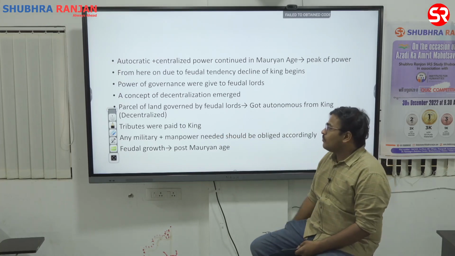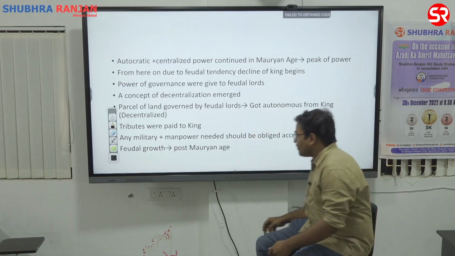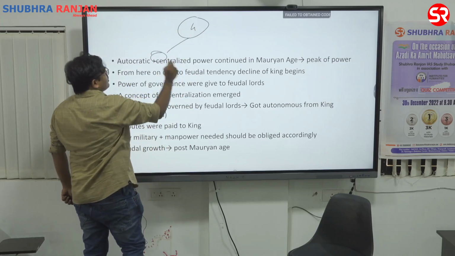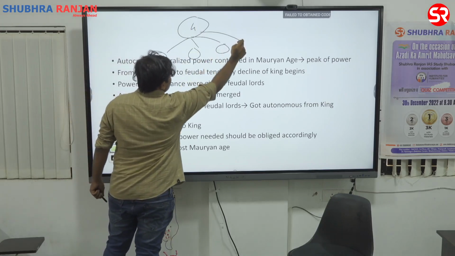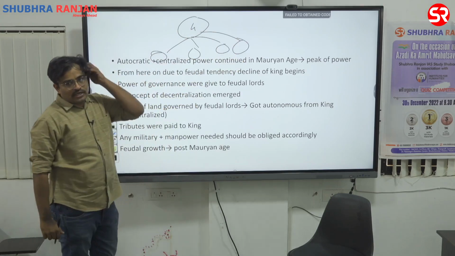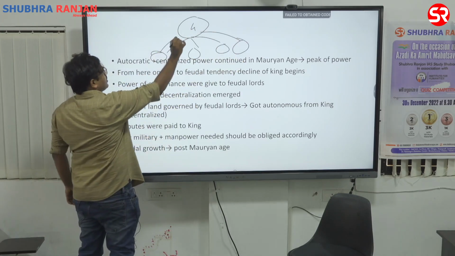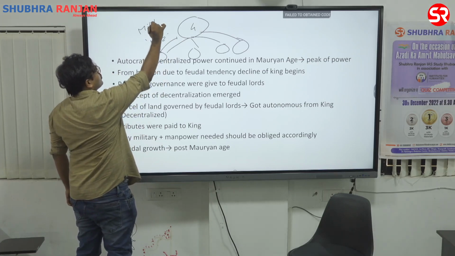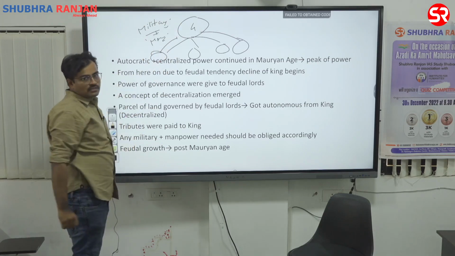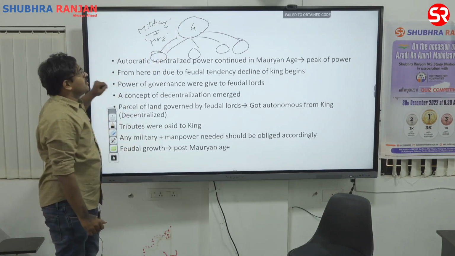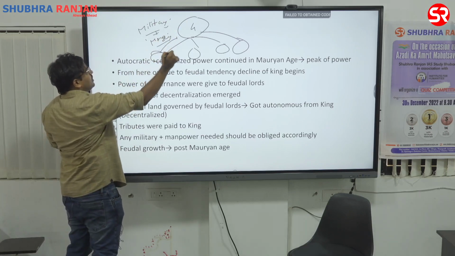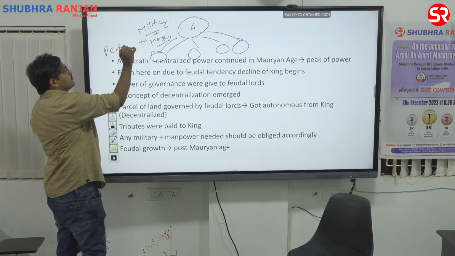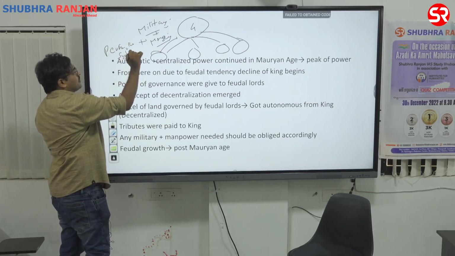Then tributes were paid to the king, because the king gave them land. Let's suppose this is the king, and he gave away numerous parcels of land to different local rulers known as Samantas. Usually the Samantas are supposed to pay money to the king, number one. Along with that, they are supposed to send their military for the king's service. That is the second thing. Apart from money and military, the local rulers also have to personally submit to the king. Personal submission is the third.